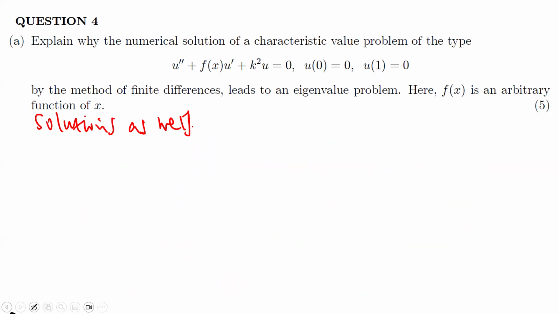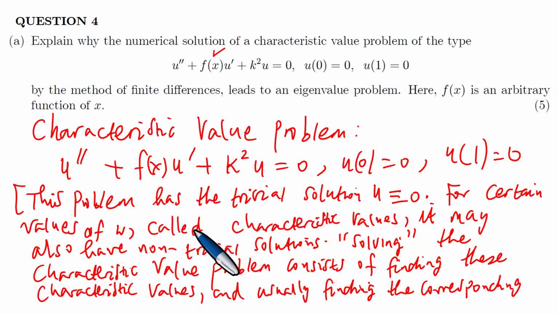We reiterate and elaborate on this. We call this the characteristic value problem. Solving this second order differential equation means finding the function u as a solution to the characteristic value problem. But this problem has the trivial solution u identically 0. Now, for certain values of w called the characteristic values, it may also have non-trivial solutions.